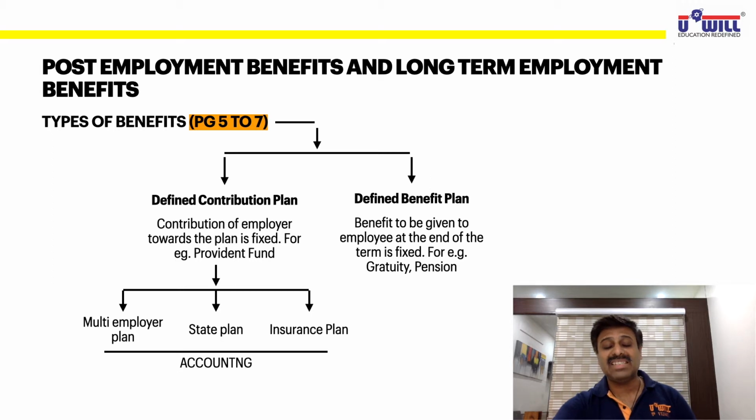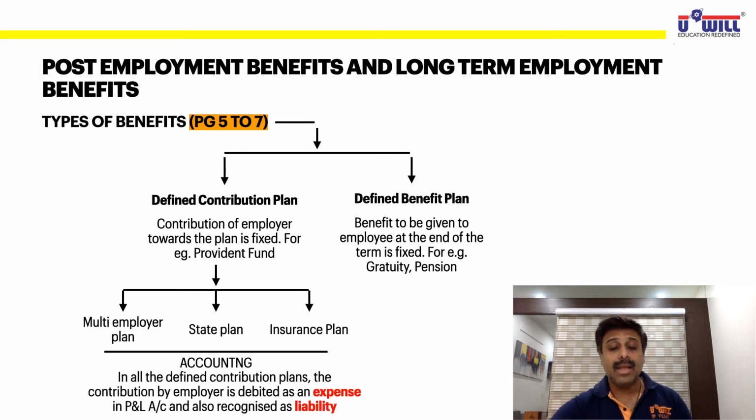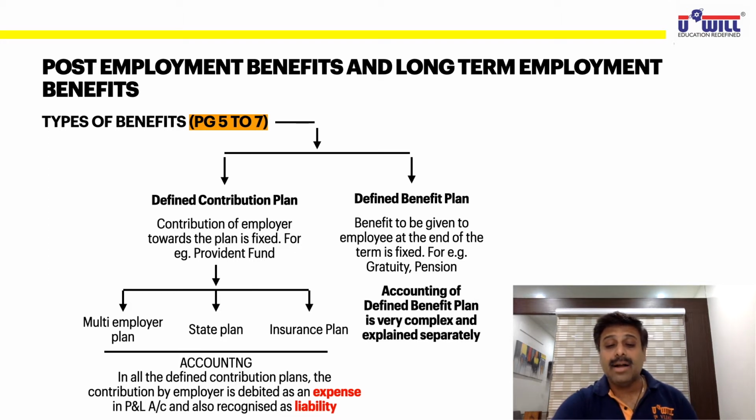But accounting for this is very simple, because you know you are contributing 12%, 15% of the salary of the employee. Whatever amount you are contributing, debit it to P&L account, and since it is still payable, you also show it as a liability. Okay, 2 effects. Debit that amount to P&L account, keep a provision for it, and show it as your liability. So accounting is very simple. In all the defined contribution plans, the contribution by the employer is debited as an expense in P&L account and also recognized as a liability. All of you must be writing this, or else you can pause the video and note it down. Whereas the accounting of defined benefit plan is very complex and explained separately.